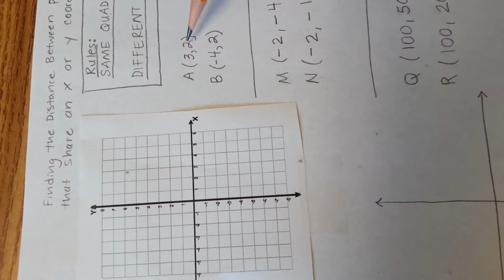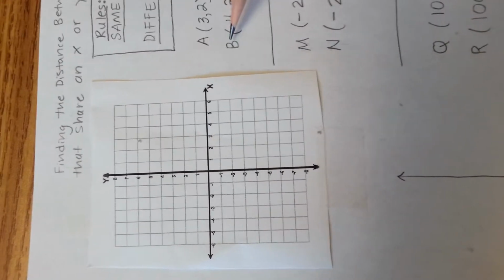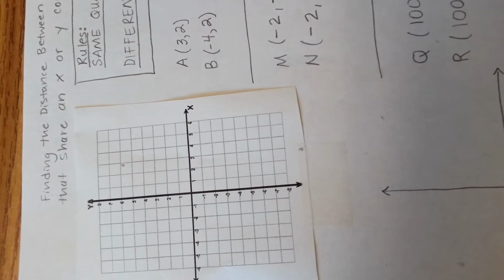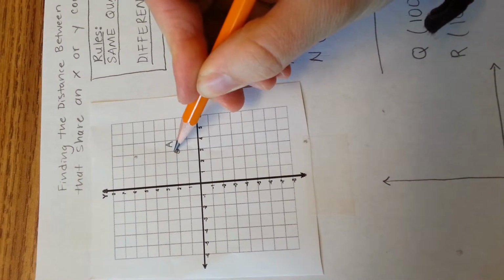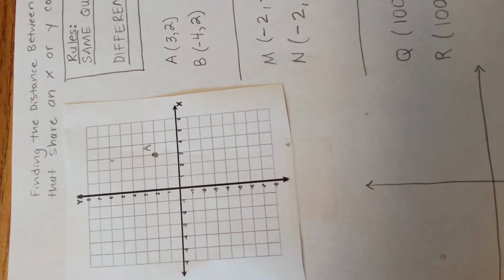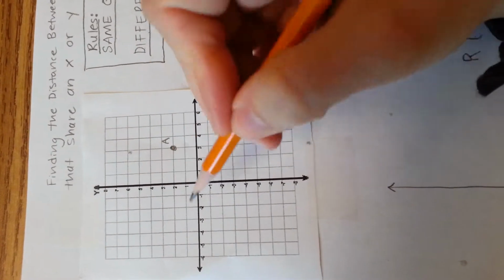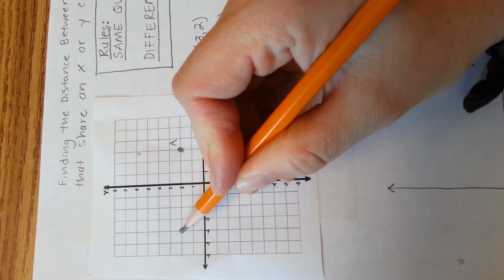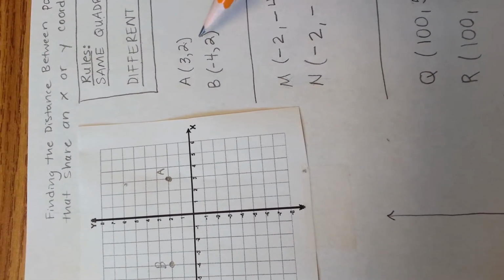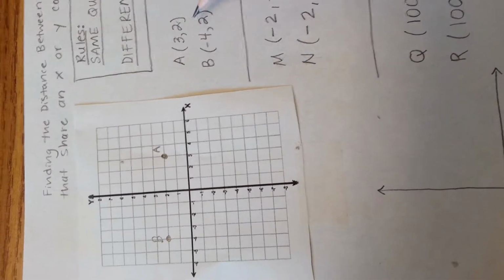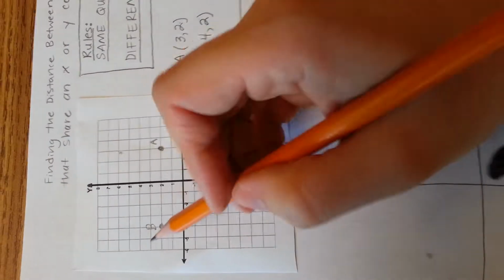I'm going to try to find the distance between A and B. Now, if I go ahead and graph A, I know that I'm over 3 and up 2. Here's A. And B is back 4 and up 2. Okay? As you can see, I do share a y coordinate, which is why I can go ahead and find the distance between these two.